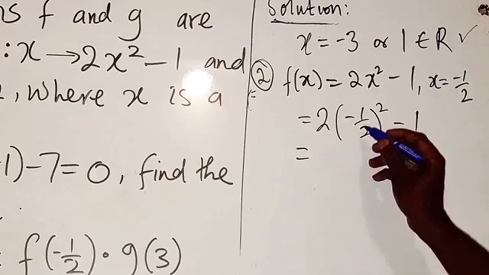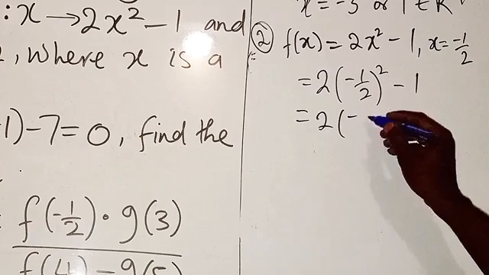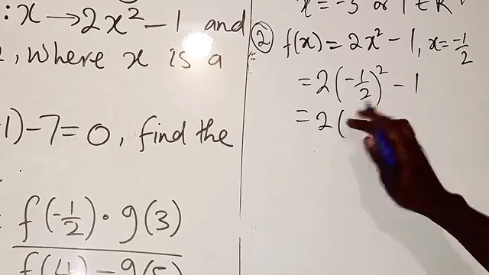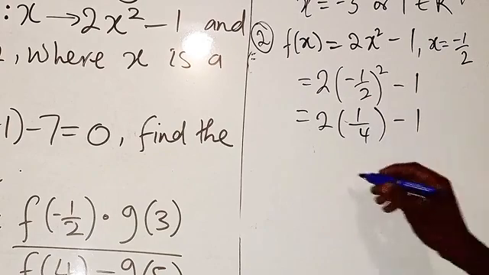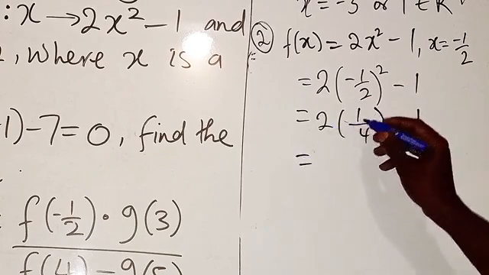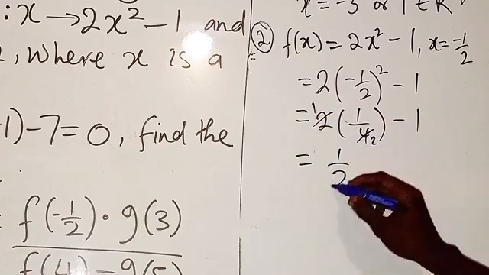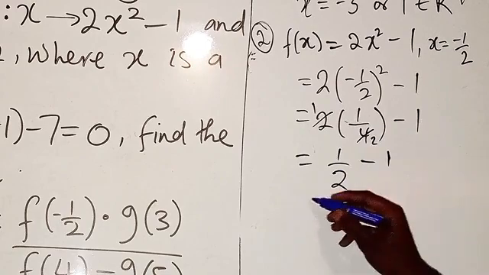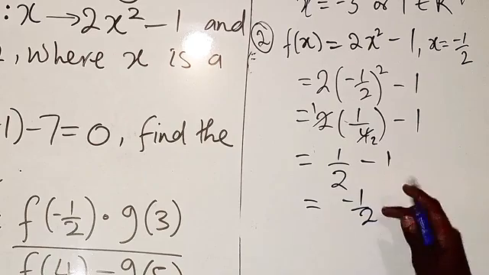So from there, we're going to have 2 into bracket. Now, you are going to square what we have inside the parentheses. You're going to have minus 1 squared, and that's going to give us 1. Minus 2 squared, that's going to give us 4, then minus 1. So we have 2 times 1 over 4, you can see 2 here, 2 here, we're going to have 1 over 2 minus 1. So now, if you simplify this, I get that this is going to give us minus 1 over 2.